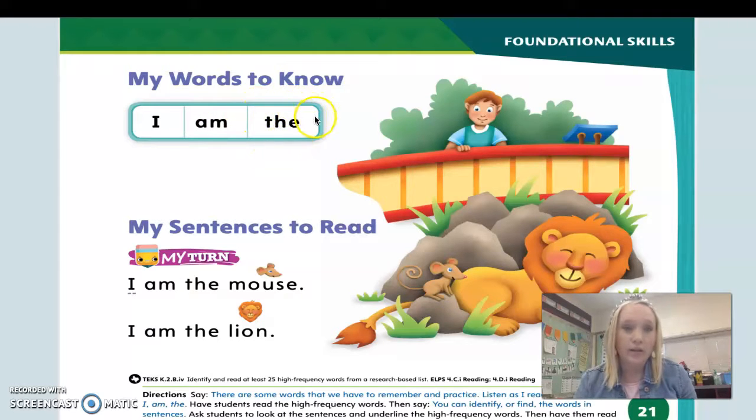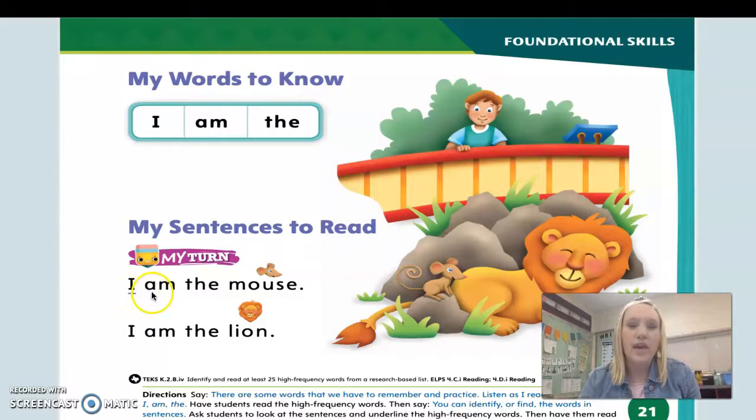The. Nice. So what we have to do is look at these sentences down here and identify, can we find the words I, am, or the in the sentence? Can you find any of these words down here in these sentences? If you find them, I want you to use a pencil or a marker or a crayon, and you're going to underline that word. So let's look at this sentence right here, the very first one. I see a word that we know. What is this word? I. So we would underline the word I.